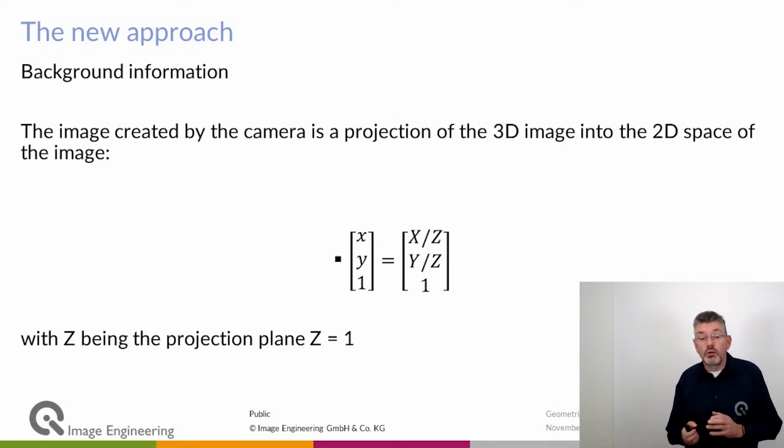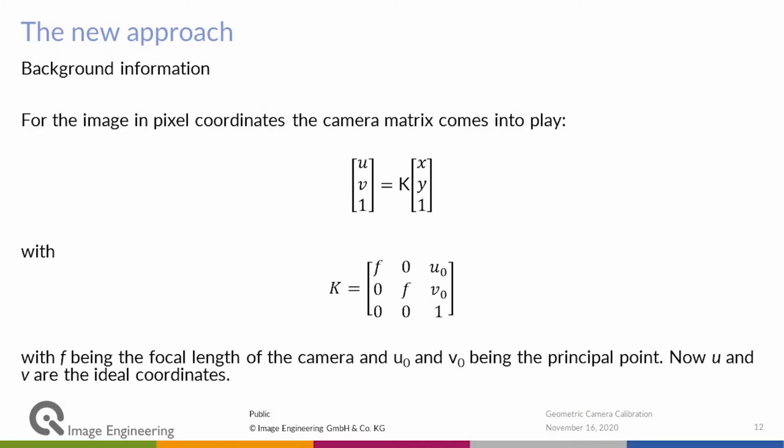After that, the whole thing needs to be projected onto the 2D space of our image sensor. And in order to do that, we also need to know, or need to measure and determine, the focal length of the system and the principal point.